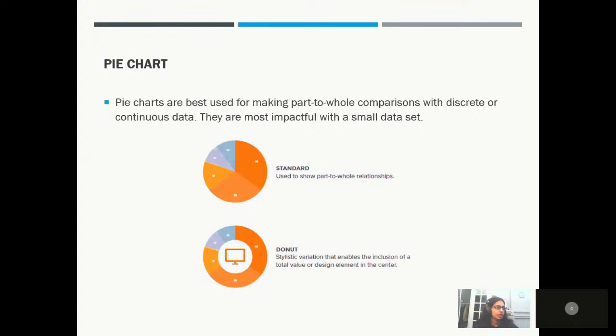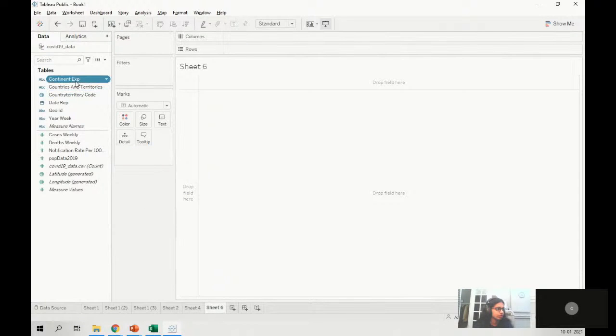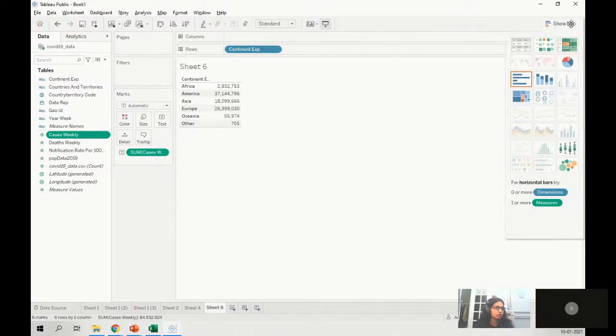So pie charts are best used for part to whole comparison, and it can be used with either discrete or continuous data. How we can do a pie chart in Tableau is, you can click on a new sheet. I'm going to add a continent, and I'm going to add number of cases. And when you click on show me, the pie chart will already be enabled.